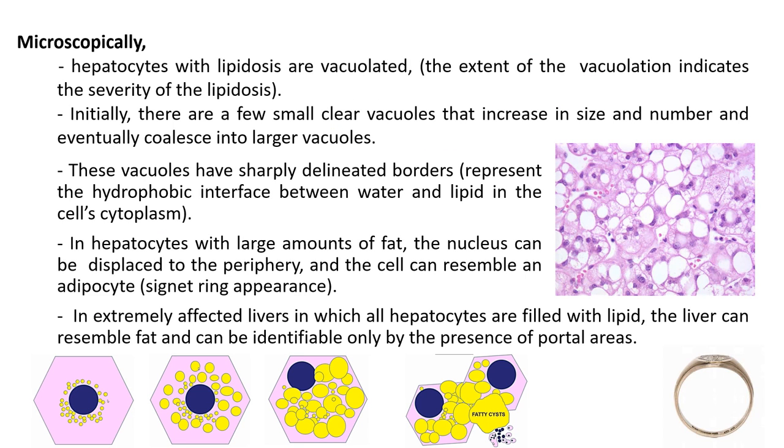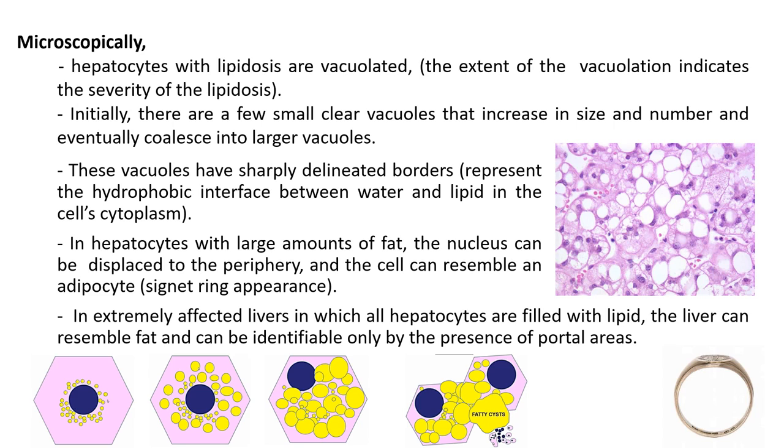So under the microscope, how does fatty change look? The hepatocytes with lipidosis are mostly vacuolated, and the extent of vacuolation indicates the severity, which means more vacuoles mean it's more severe. Fewer vacuoles, it's mild.